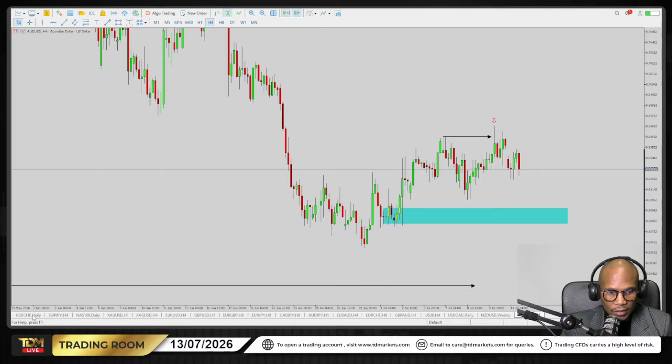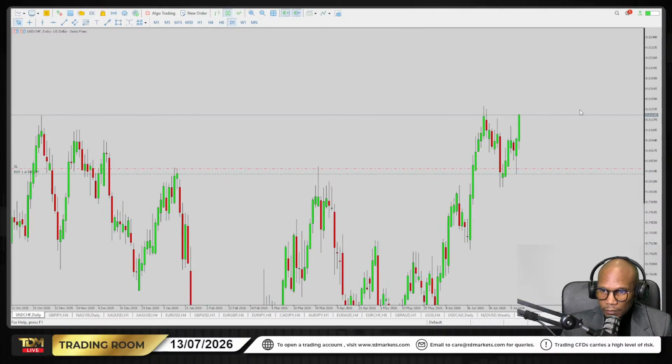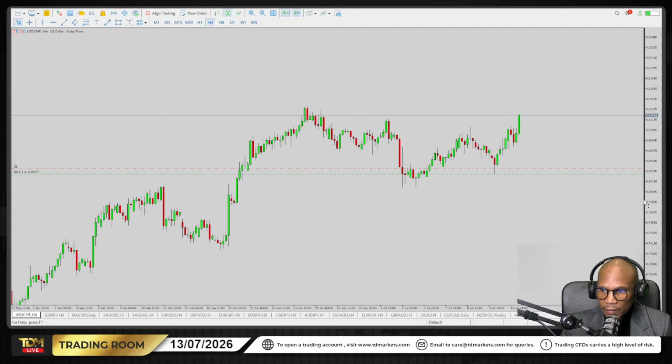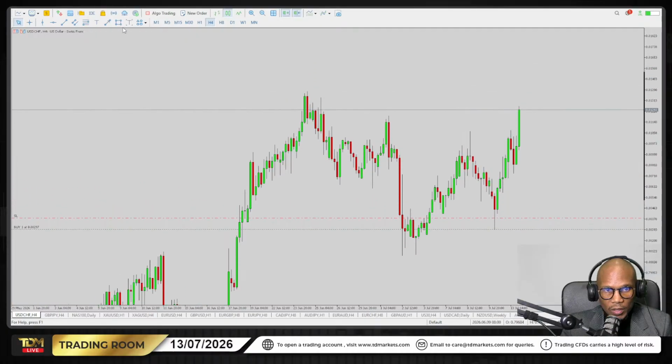And then when you look at your USD Swiss, I've been in this position since last week, sometime there, right? I've been in this position and it's going back to this high. So there's nothing for us on this one. It's already gone.